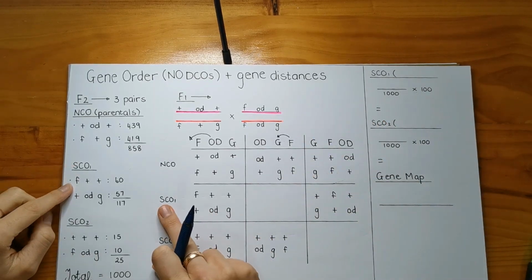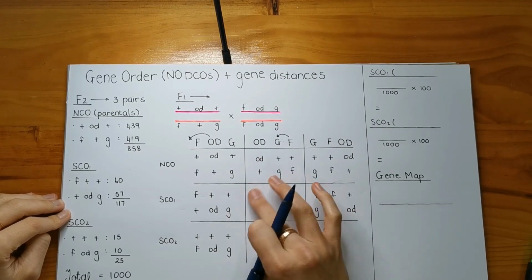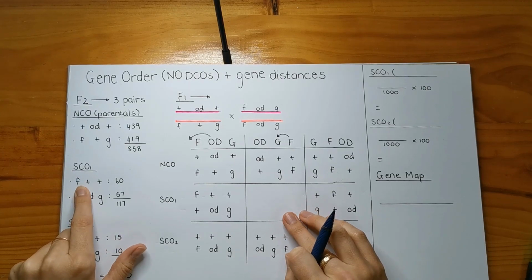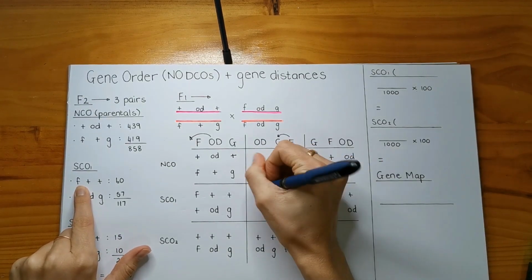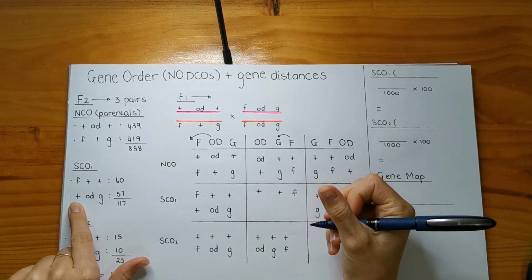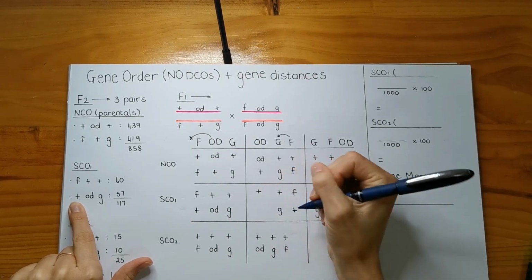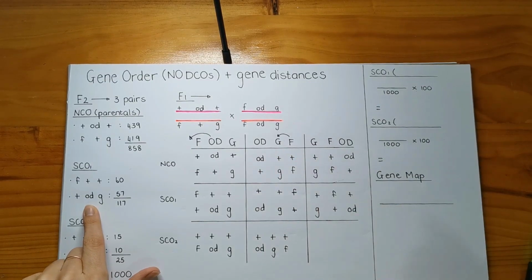Then you must look at your single crossover. So I've done the first block. I'm just going to fill in this block for you so you understand what I'm doing. So I look here and I'm like, okay, cool, it's got an F, and then it's plus plus for the other genes. And this individual is plus for F, and then it is mutant for G, and it's mutant for OD. I hope everyone's okay with that.